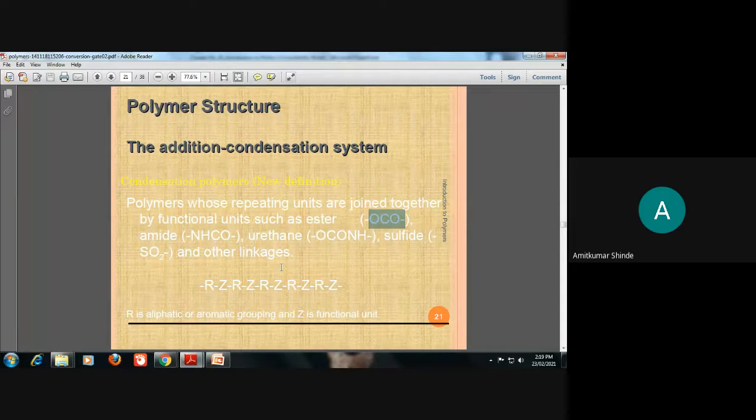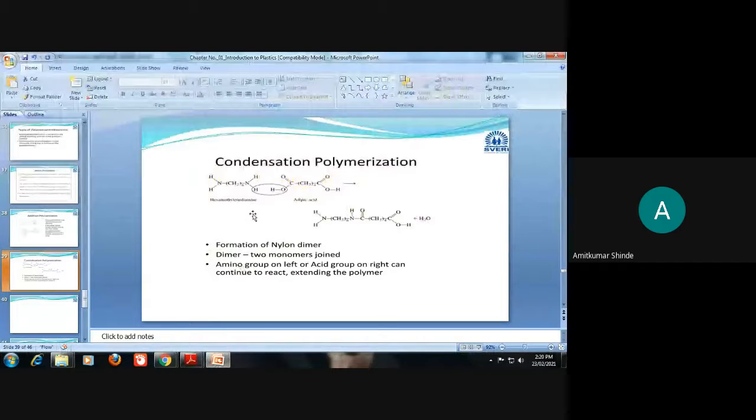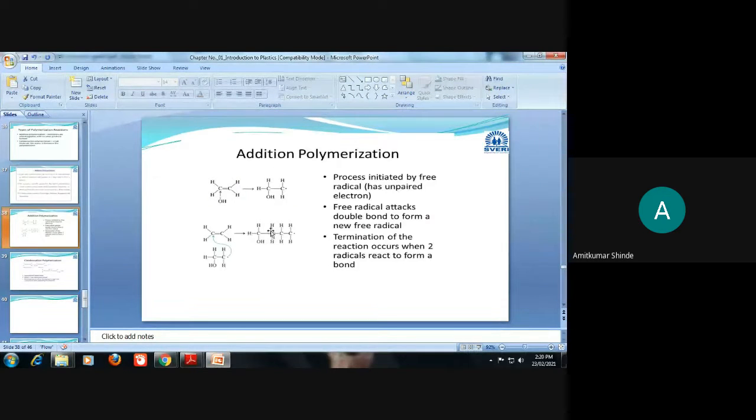Don't try to get into the details of all this. Just understand that I will provide you the presentation by making a combination of all this. Just understand that addition polymerization occurs in three stages: initiation, propagation, and termination.